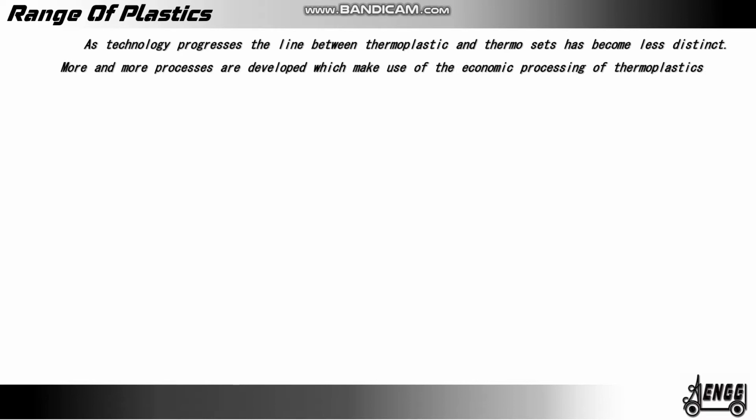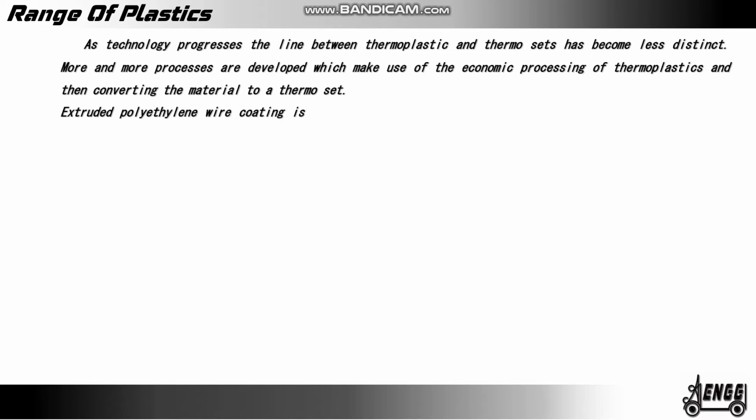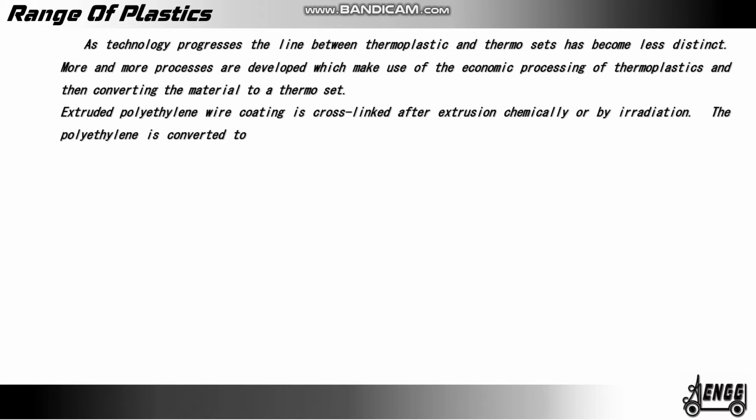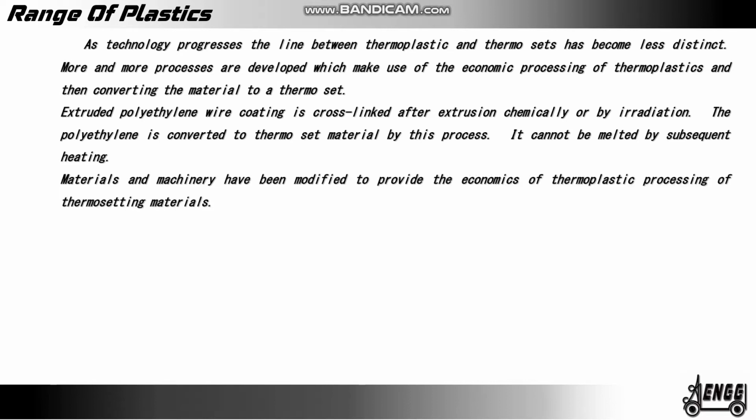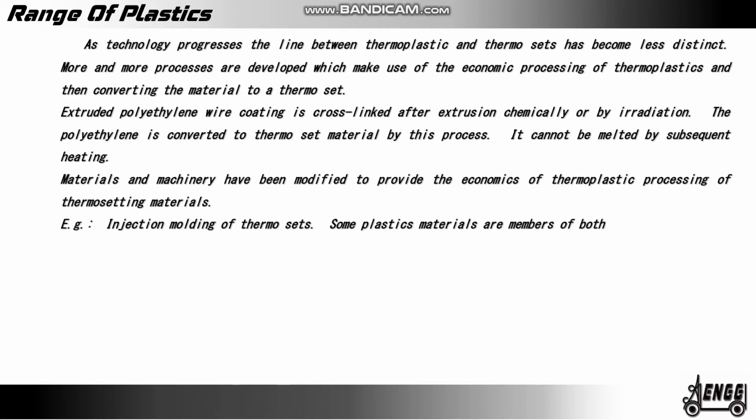More and more processes are developed which make use of the economic processing of thermoplastics and then converting the material into a thermoset. Extruded polythene wire coating is cross-linked after extrusion, chemically or by irradiation. The polythene is converted to a thermoset material by this process. It cannot be melted by subsequent heating. Materials and machinery have been modified to provide the economics of thermoplastics processing for thermosetting material. Example: injection molding of thermosets. Some plastic materials are members of both groups. Example: thermoplastic polyesters and thermoset polyesters.